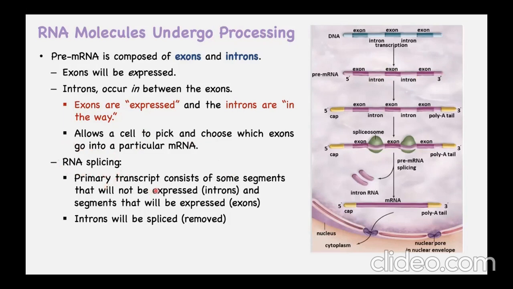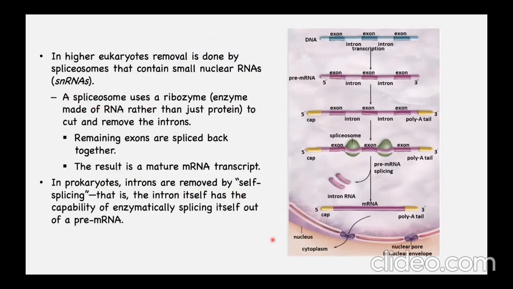So this primary transcript consists of some segments that will not be expressed, which is intron tadi tu, and segments that will be expressed, exon. So this is why introns will then be spliced or be removed. We don't need the introns because it will not be expressed. Okay, macam mana dia splice? So in higher eukaryotes, removal is done by spliceosome. Ni, spliceosome. Okay, spliceosome ni dia guna an enzyme called the ribozyme to cut and remove the intron.